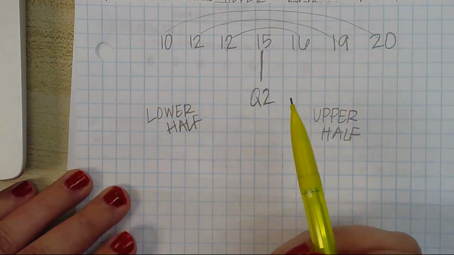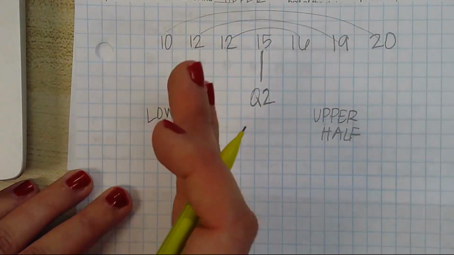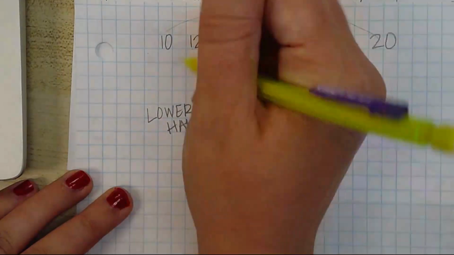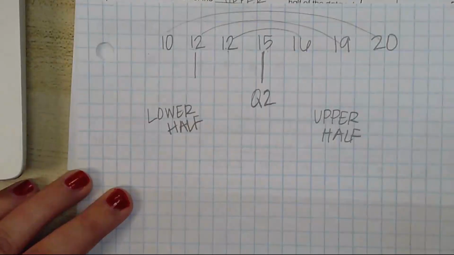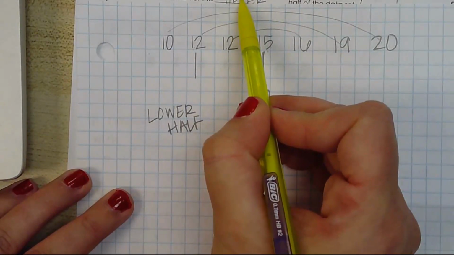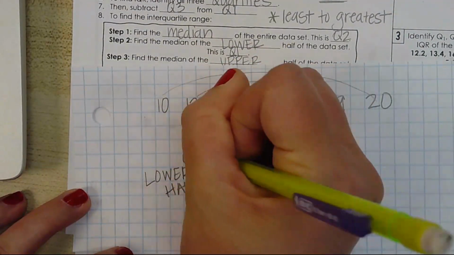I need to find the median of the lower half. Well, you could easily see, because we have a small amount of numbers, what the median is here. What's the median? 12. Which 12? The middle one. The one that is the first 12, right? And what does it say we need to label the median of the lower half? Q1. Q1, what does Q1 stand for? Quartile 1.